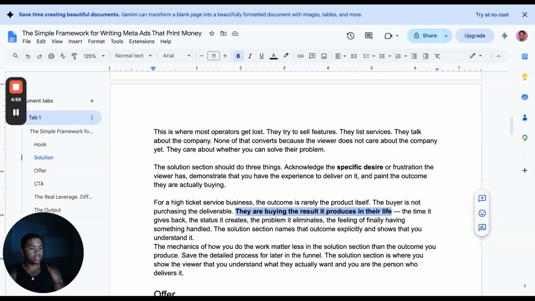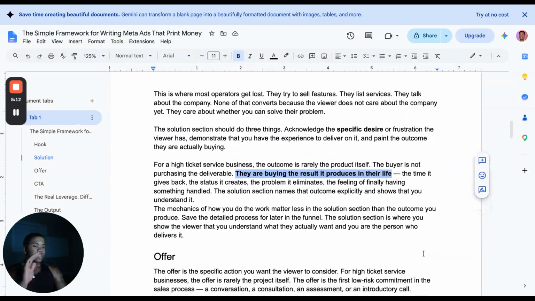And so the solution section is just meant to name that outcome explicitly and show that you understand what they are going through, whether it's because you've helped other people solve it, or because you've been there yourself. You just want to show them that you understand. The mechanics of how you do the work don't matter in the solution section. That's what the actual sales process is for, and even then, you don't want to focus too much on it.